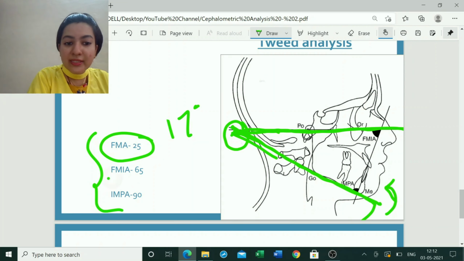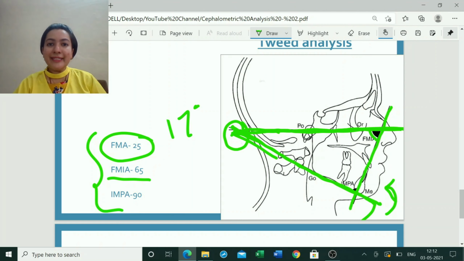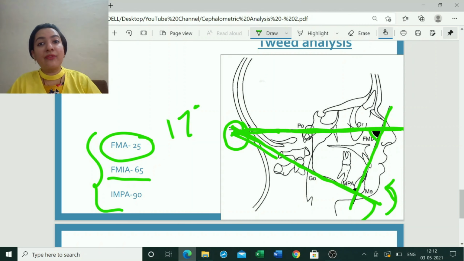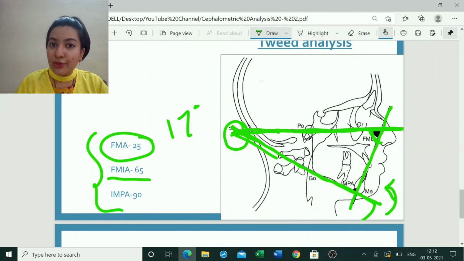The next thing which we see is FMIA, that is Frankfurt mandibular incisor angle. So we draw a straight line touching the lower incisors. We draw a long axis to the lower incisor and intersect it with our Frankfurt horizontal plane. This inside inferior angle which we get is known as your FMIA. Okay, the normal value is 65 degrees.